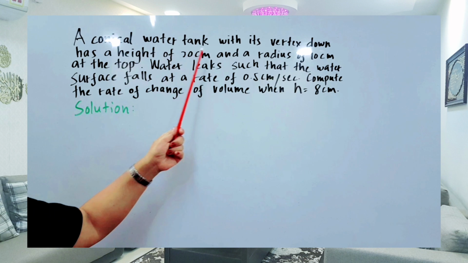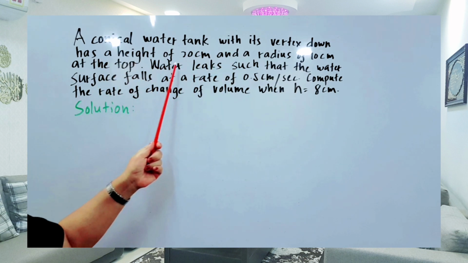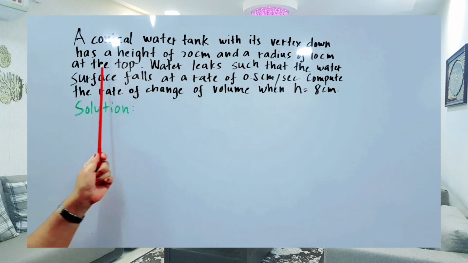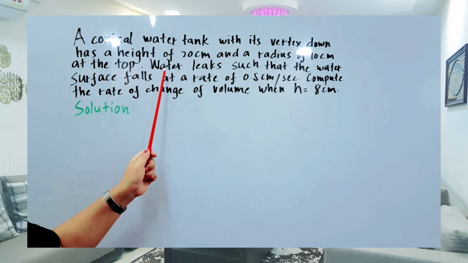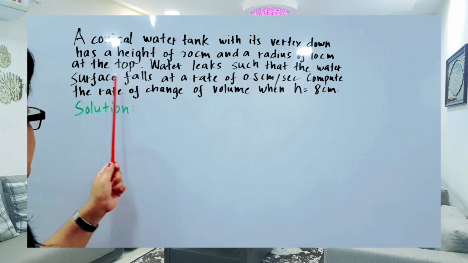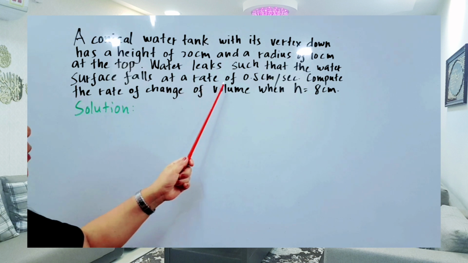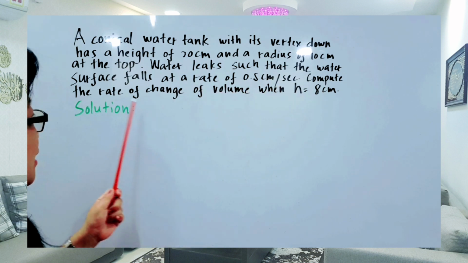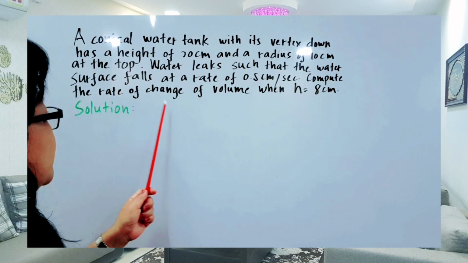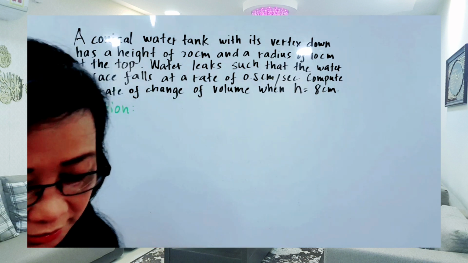A conical water tank with its vertex down has a height of 20 cm and a radius of 10 cm at the top. Water leaks such that the water surface falls at the rate of 0.5 cm per second. Compute the rate of change of volume when h is equal to 8 cm.